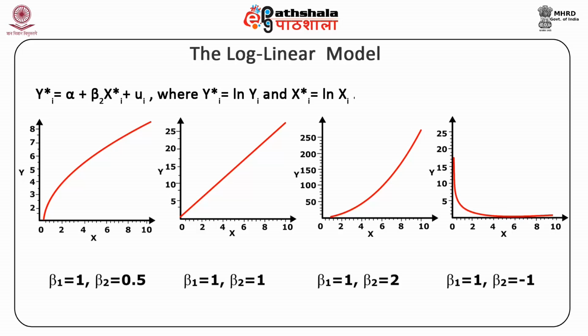Another feature of the model is that although alpha hat and beta 2 hat are unbiased estimates of alpha and beta 2, beta 1, the parameter entering the original model, when estimated as beta 1 hat equal to the antilog of alpha hat, is itself a biased estimator.